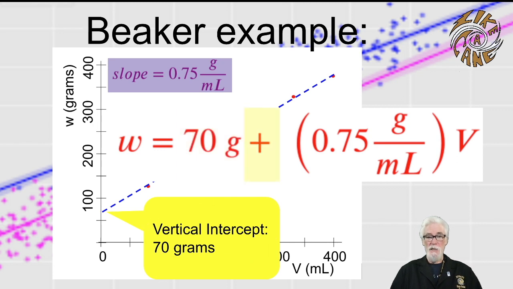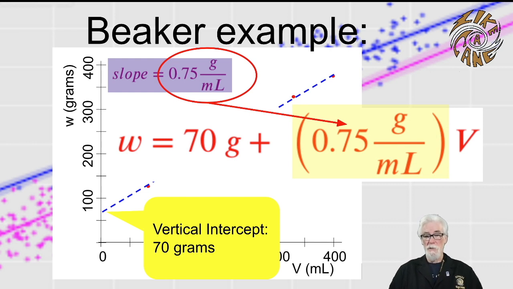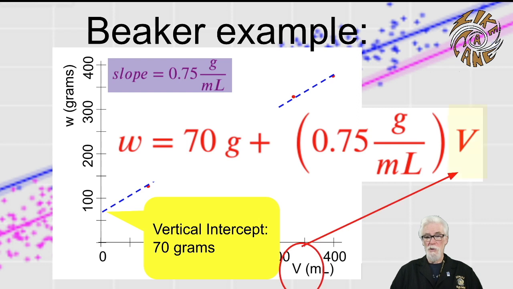Then we're going to add the change. And the change is made up of two things. One is the slope, which is the rate of change. In this case, 0.75 grams for every 1 milliliter. And then we're going to multiply that by the number of milliliters, which is the volume. So again, we're not going to say x just because it's the horizontal variable. We're going to say v because v is a much better abbreviation for volume than x would be.